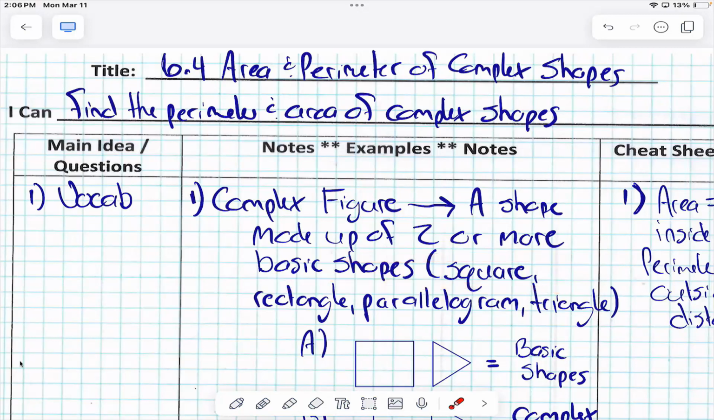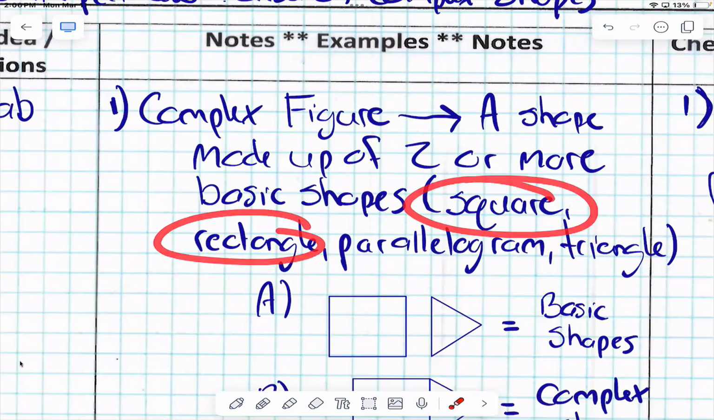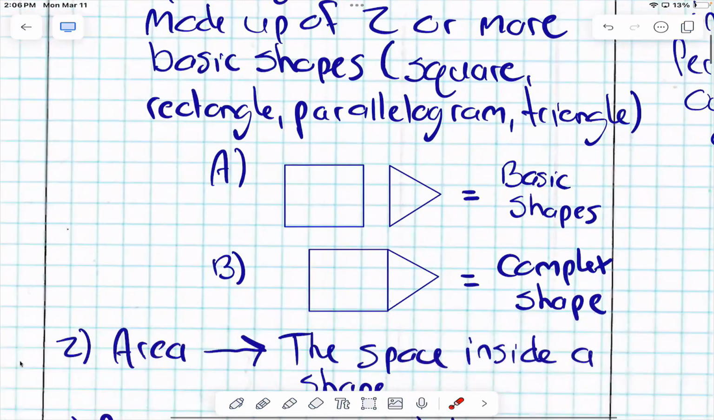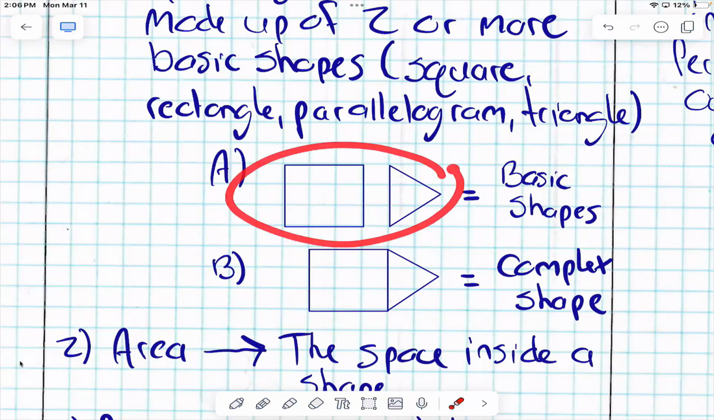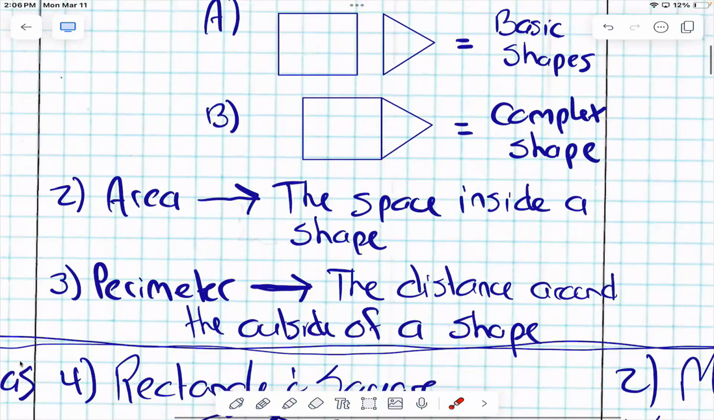Two or more basic shapes. And examples of basic shapes are things like squares, rectangles, parallelograms, and triangles. As a matter of fact, we have a picture of two basic shapes separated. But if we took those two basic shapes and combined them into one shape, we would call that a complex shape.